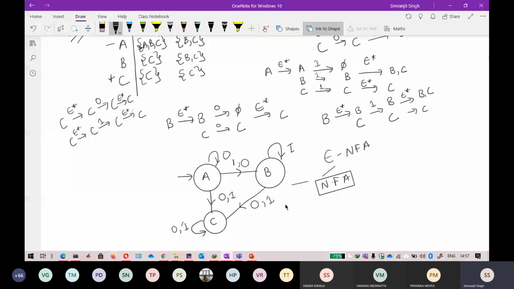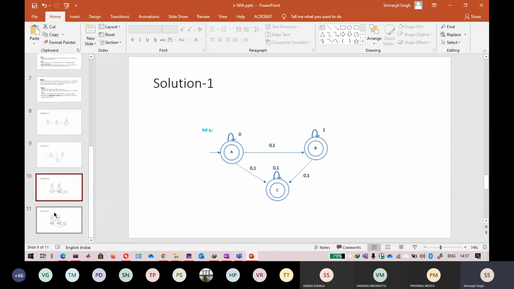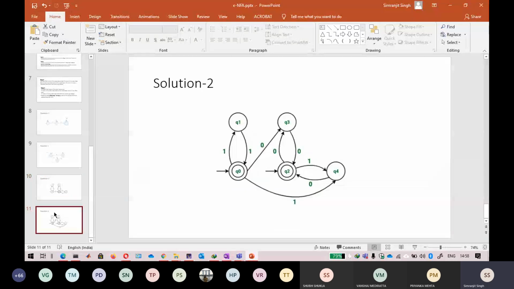In the same way, if you go to the slide, there is also another question for you to try. I think the solution of this is given in the next slide. This is the same thing that I have drawn. And this is a question too, you should try it yourself. But in the solution of it, keep in mind there is a little bit of a mistake in this.